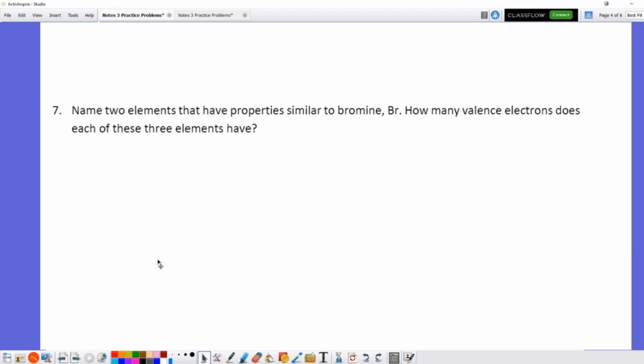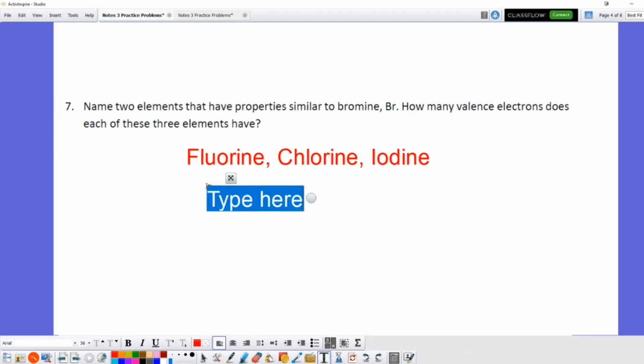For number 7, name 2 elements that have properties similar to bromine, Br. How many valence electrons does each of these elements have? So I'm going to put down the rest of the elements that are in the same family. I believe there's one more, but they all have 7 valence electrons. I'm going to go ahead and put that in here. 7 valence electrons. Okay, so there's the answer for number 7.